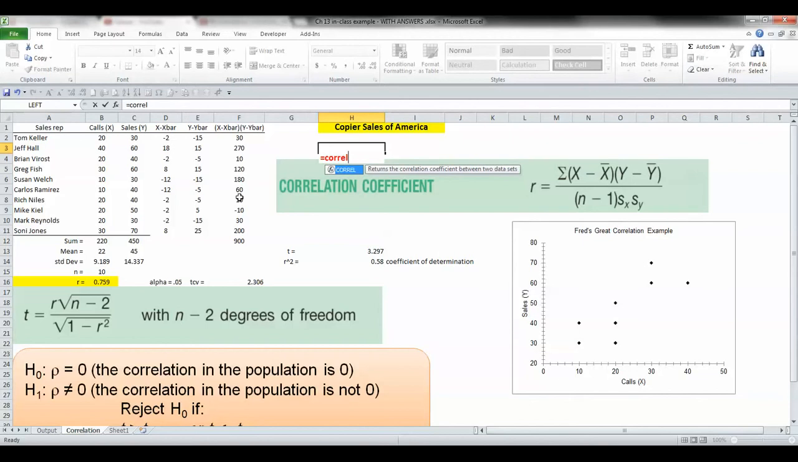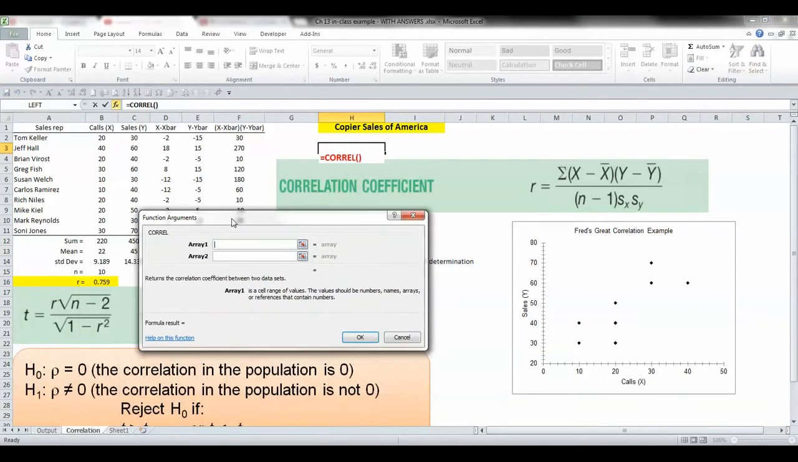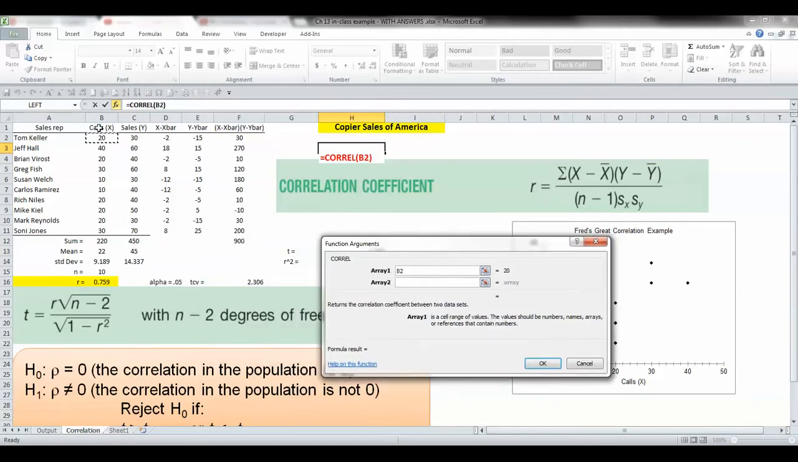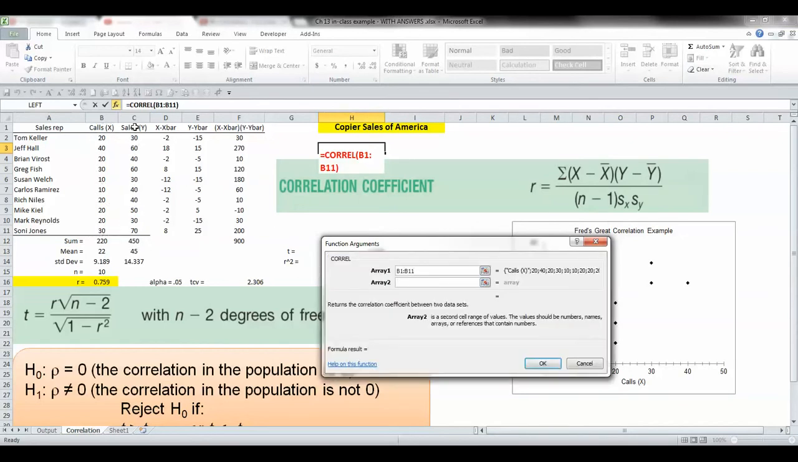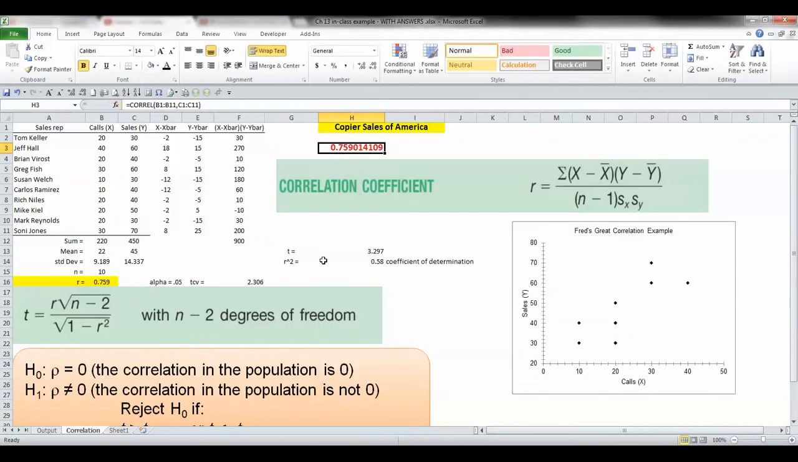And all you have to do is type in equals CORREL, put in the initial parenthesis, hit the function key or the fx key up here, and as usual we get our dialog box for the function. And here we can select the array for calls and the array for sales, and it tells you about it here. Hit OK, and we get a correlation coefficient of 0.759, same as what we calculated over here.